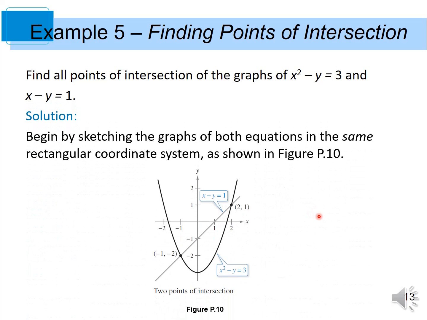You can use the graphical method that you have learned in your first objective. You construct a table, then you calculate the output of y for both equations, then you sketch on the same diagram. Then you will find that there are 2 points of intersection, (2, 1) and (-1, -2).